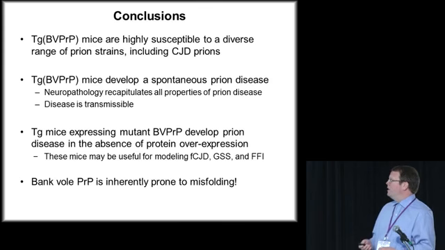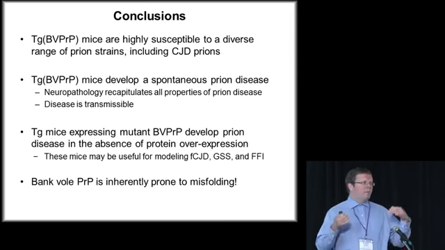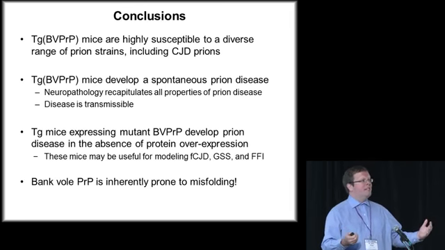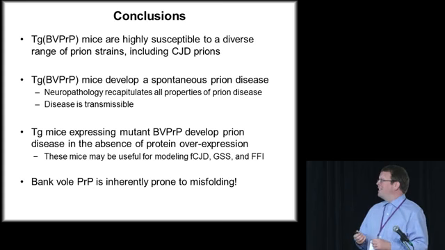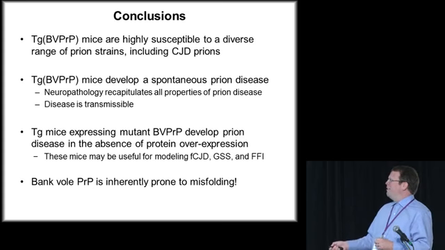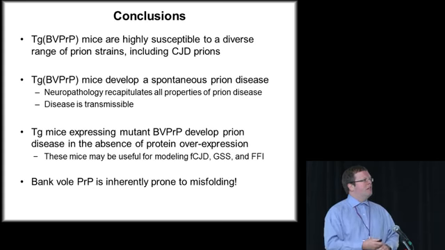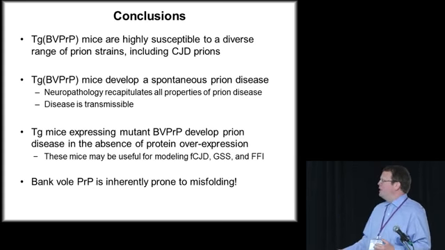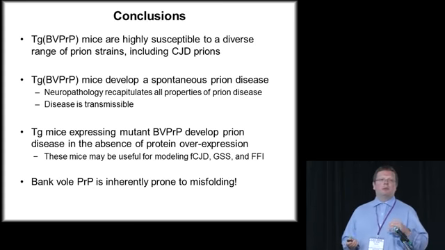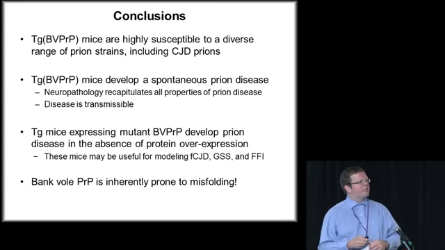So in conclusion, I hope I can convince you that the Bankful prion protein sequence is a very interesting sequence to study, because these mice are highly susceptible to prions from all species, and have a tendency to adopt a misfolded infectious form on their own. And so we've concluded that Bankful prion protein is inherently prone to misfolding and therefore is probably a good molecule for the basis of a lot of prion studies.